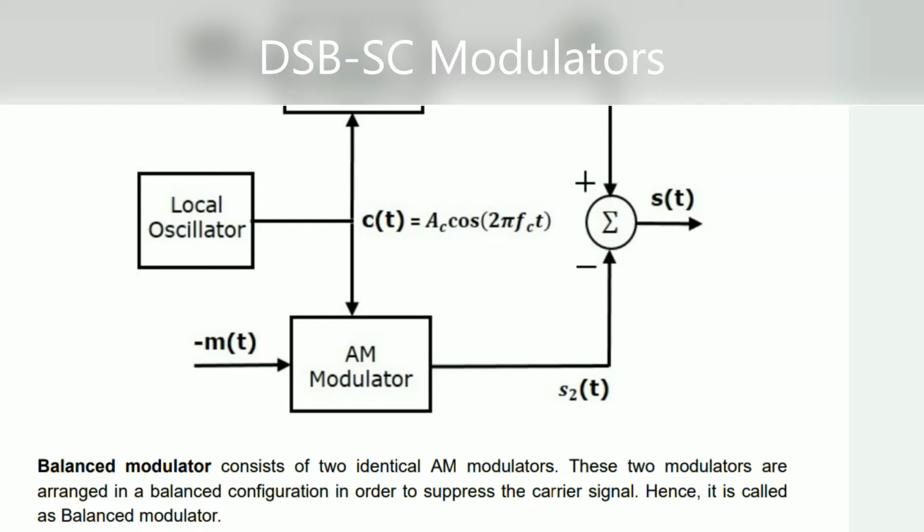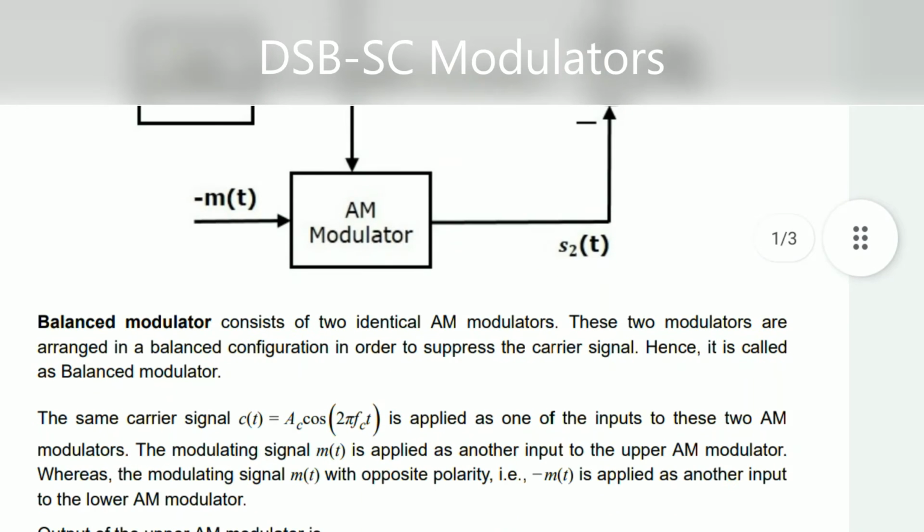Now after the modulation of both the upper and lower, the outputs are s1 of t and s2 of t. So s1 of t is the product of m of t and c of t, and s2 of t is the product of minus m of t and c of t. Then these two signals s1 of t and s2 of t are added in the summer, and finally we are getting the value s of t.